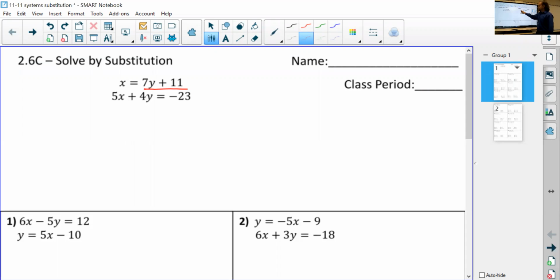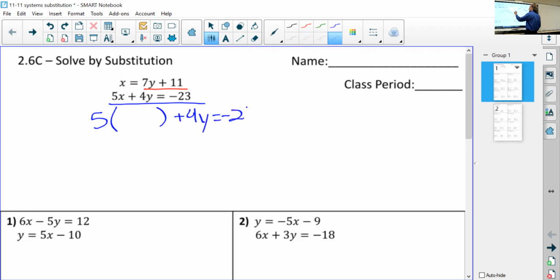So what we're going to do is isolate one variable. In the case of today, it's done for you. And then we're going to take that value and substitute the x in the second equation with that same amount. I know that doesn't really make sense unless you see it. So I'm going to rewrite this bottom equation: 5 times, only I'm not going to put x, I'm going to leave it blank for now, plus 4y equals negative 23. And then I'm going to substitute that x with what I know x equals, which is 7y plus 11.